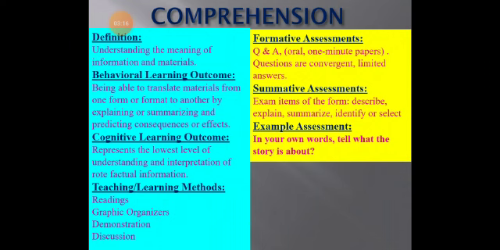Cognitive learning outcomes represent a lower level of understanding and interpretation of raw factual information. Here, whatever the student is understanding, predicting or summarizing is based only on the knowledge. So this is a lower level of understanding and lower level of learning. The methods here are based on one-way teaching, like demonstrations, reading, graphic organizers, discussions. The involvement of the student is very little. Formative and summative assessment again asks the students to describe, explain, summarize, identify, or select. So the own application of the student is missing here.